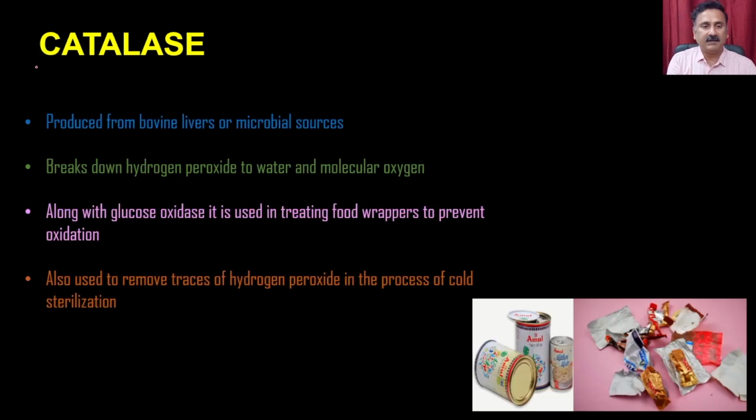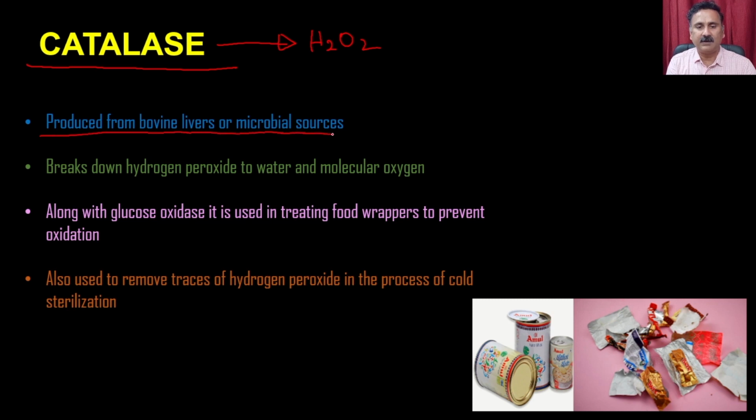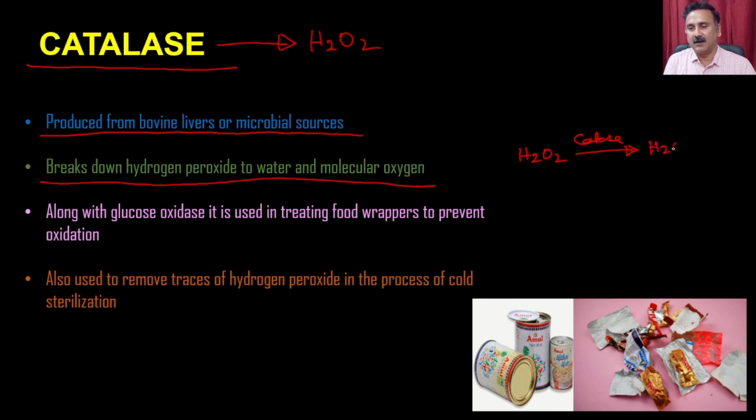Then we have the third enzyme, which is called catalase, right? You know that catalase is an enzyme which degrades hydrogen peroxide, right? It is produced from bovine livers or microbial sources. It breaks down hydrogen peroxide to water and molecular oxygen. So the reaction catalase catalyzes is: hydrogen peroxide, catalase, produces water plus oxygen.